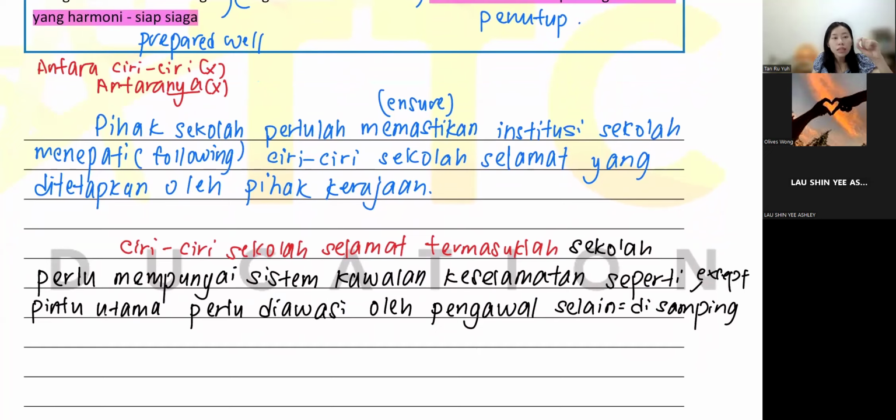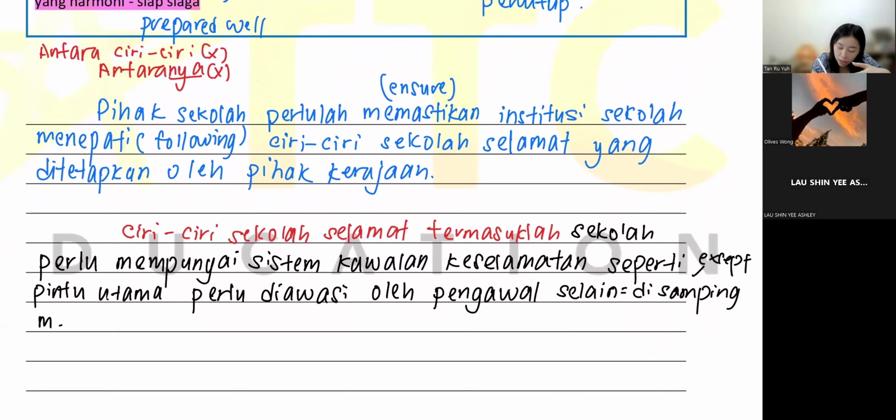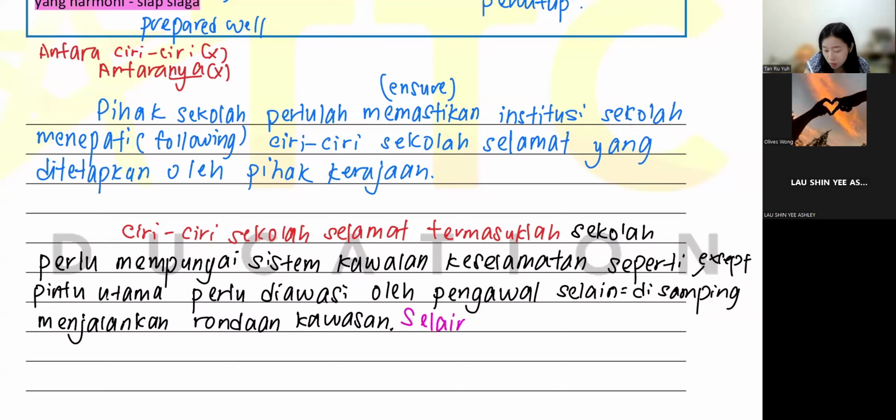If I add on an itu, selain itu, di samping itu is next, when I go into the next point. Okay. Selain atau di samping menjalankan perondaan kawasan. Okay. Copy first, if you don't tell me. Okay, when you're going to the next point, then we can use selain itu. See the difference. Selain itu, I use another pen. Selain itu, you are going to the next point. You're saying next, furthermore, moreover, all this.